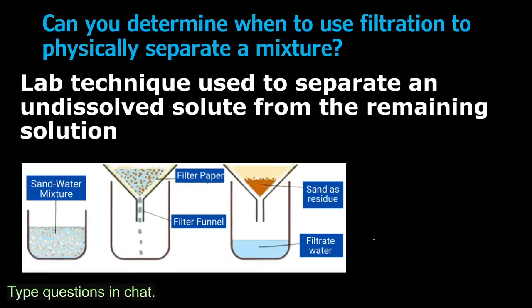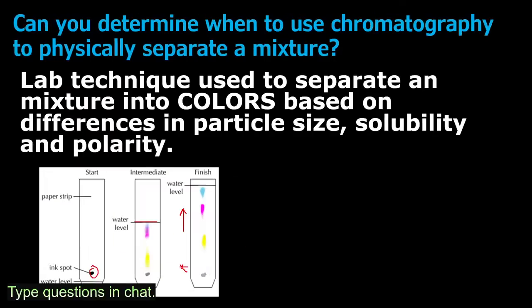Can you determine when to use chromatography? Also, they love to test this one for physical separation. This is a lab technique that's used to separate a mixture into colors, and it's based on differences in particle size. Big particles get stuck down here at the bottom, and little particles are more able to move up the paper. Also, solubility. If this is water and this ink is soluble, meaning it dissolves in water, then it tends to move up the paper with the water.